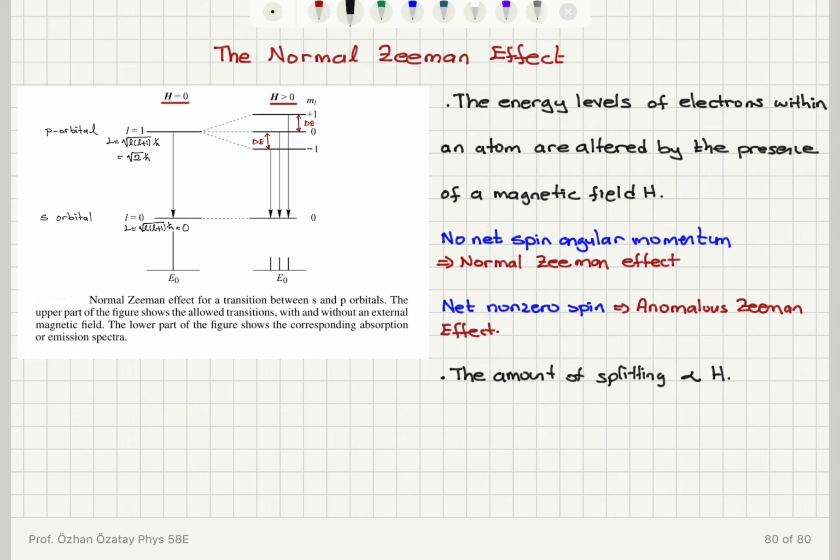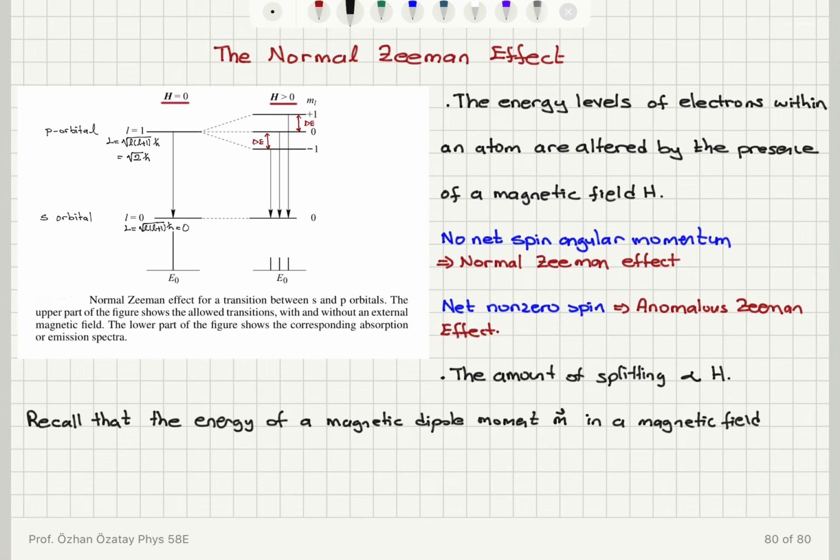Okay, so I would like to account for this splitting now. The way I'm going to do that is to use a semi-classical model. So let's recall, when I put a magnetic dipole moment inside a magnetic field, the energy of a magnetic dipole moment m in a magnetic field H is given by the following expression.